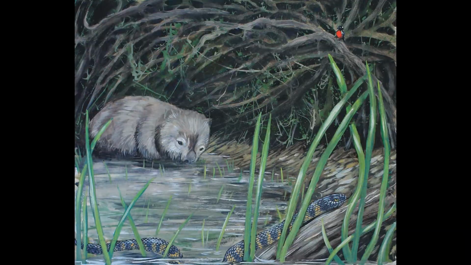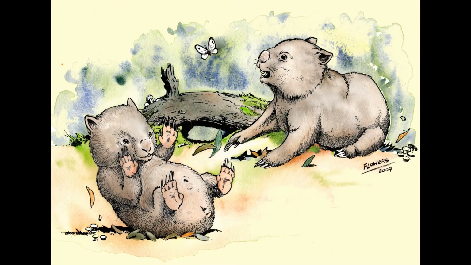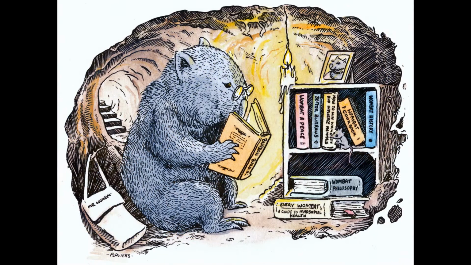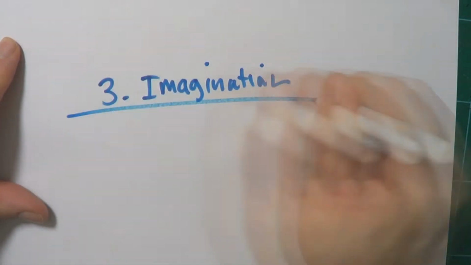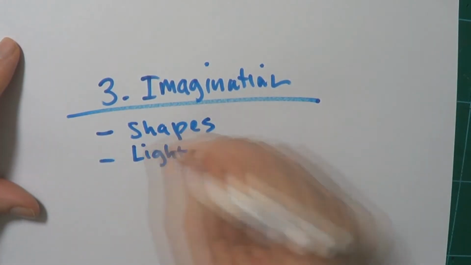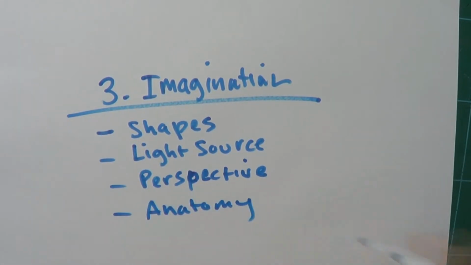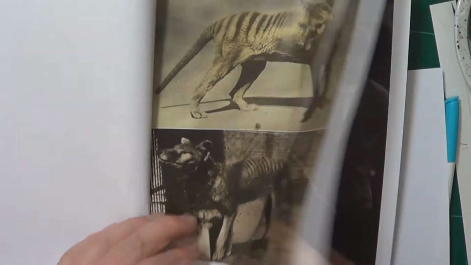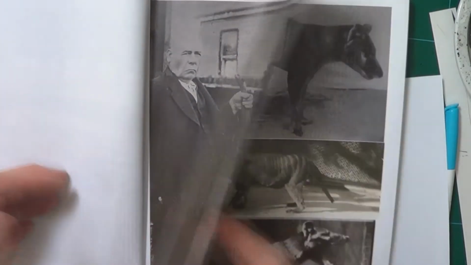So experience is great. And once you've experienced something, you can describe it and you can get very fantastic in the description. It can be quite whimsical and fun and quite even fantasy. And you're not breaking copyright. This leads me to part 3, imagination. To pull off imagination, you still need to know shapes, a light source, perspective, and anatomy. I'm going to talk about using multiple photographs of thylacines because I can't experience a thylacine. I've never hand-raised one or played with one.